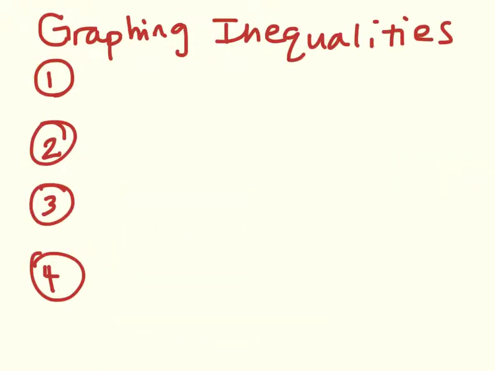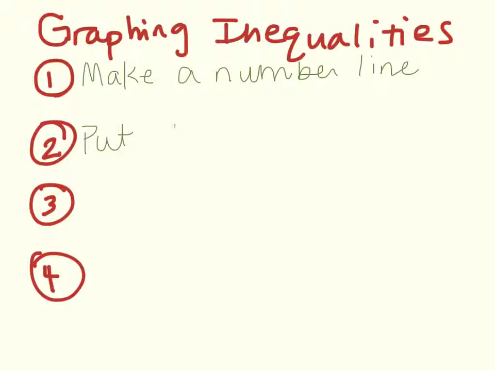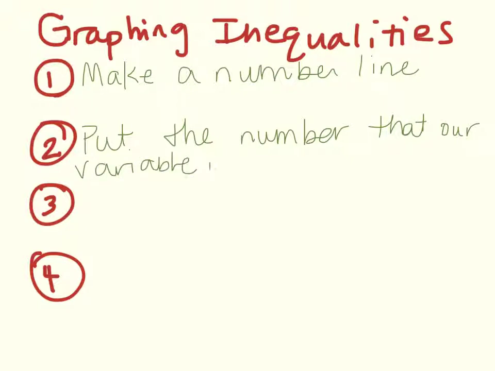Now we also talk about graphing inequalities, because it doesn't just represent one number. When we graph inequalities, the first thing we do is make a number line. The second thing is that we put the number that our variable is greater than or less than on the line. It's the only number that we need to have on our number line.